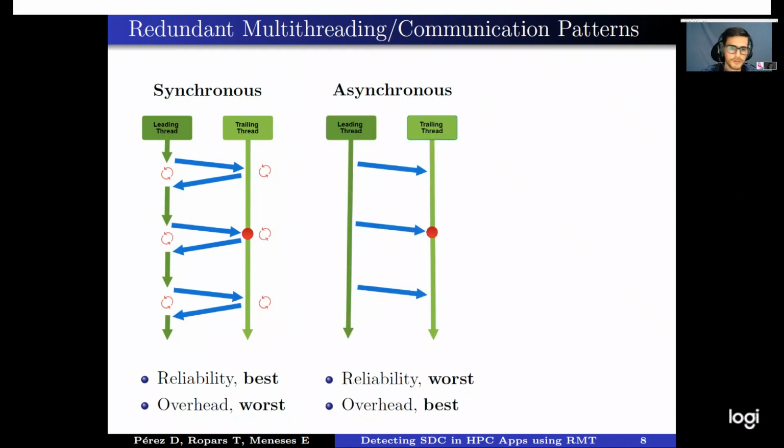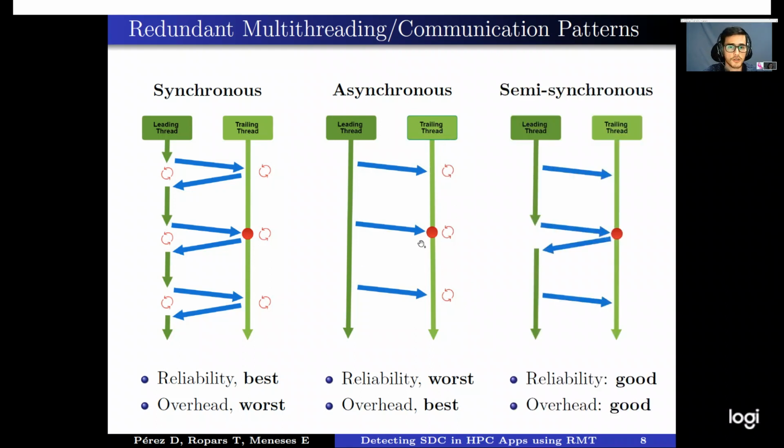A totally opposite approach is called an asynchronous communication pattern, in which the data is still being sent and will be verified for correctness, but the leading thread is not going to wait for that check of correctness. It's going to continue its execution. The trailing thread might detect that something is wrong, but the leading thread, especially at these volatile points, might have already done something irreversible. So especially for HPC applications that have a lot of these volatile access points, this is a risky approach. So regarding reliability, it's the worst, but regarding overhead, it's the best.